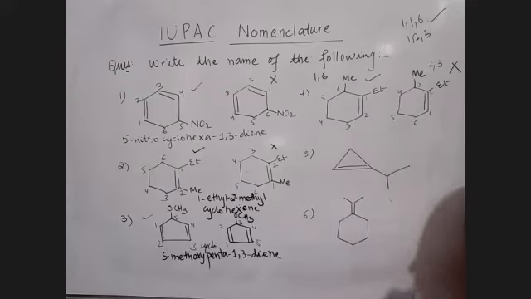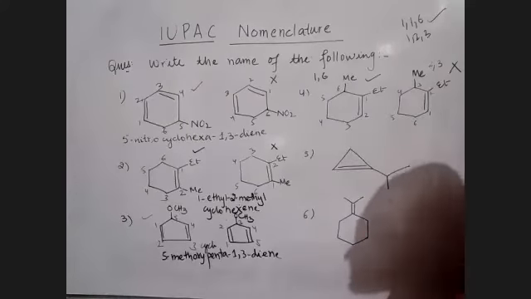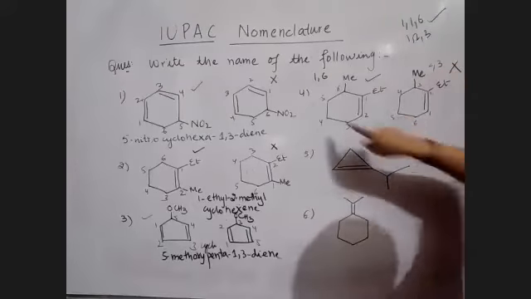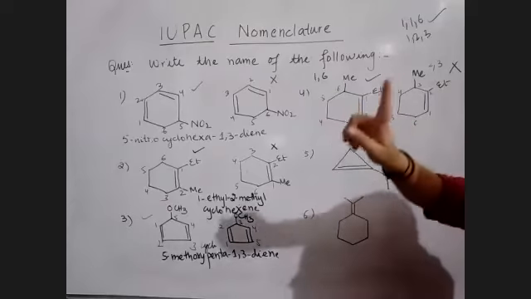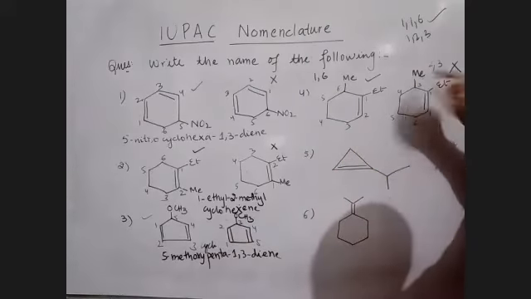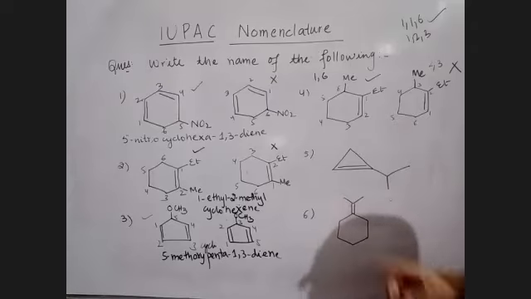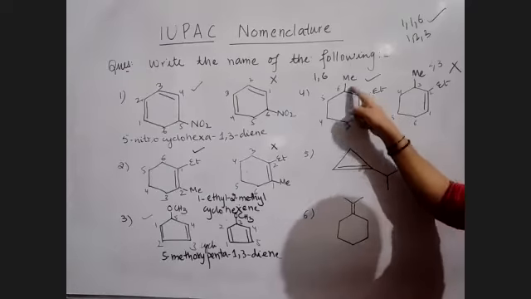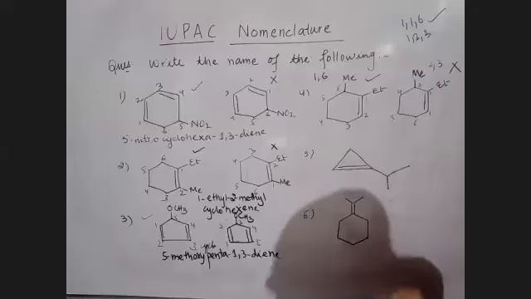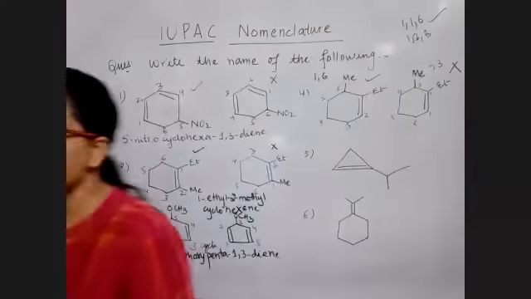You don't have to add the number or see the next number. First, you have to compare the first number. This is 1, 6, this is 2, 3. This side chain is coming at the first number, and this is coming at the second number. Some are saying, ma'am, we can start numbering this way: 1, 2, 3, 4, 5, 6. Now tell me, 1 and 6. Can a double bond come at 1 and 6 position?